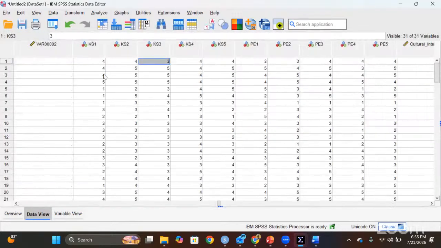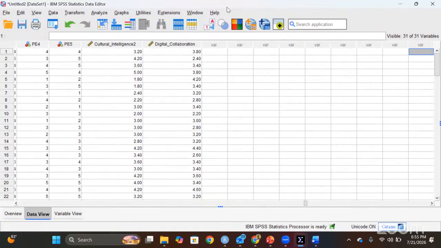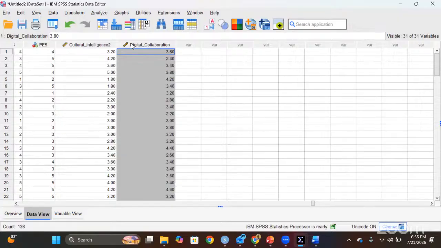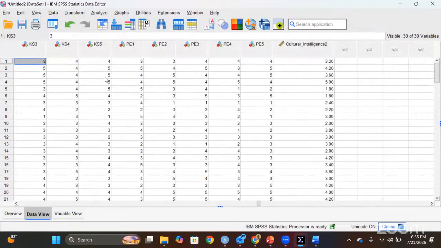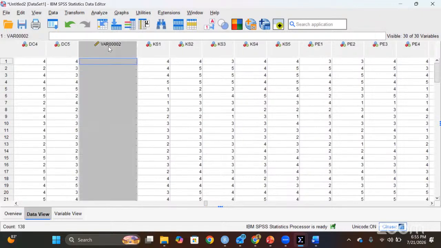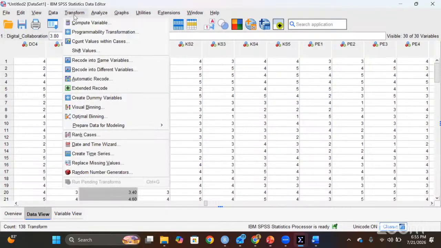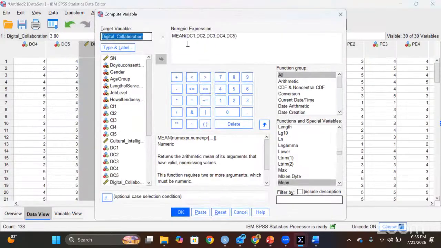So for you to get this one, it's the same way. Move your digital collaboration. Make sure that you have selected everything. Control X. Then go to the variable you created here. Control V. So for KS, we'll do the same thing. Transform, compute variables. Then it's now going to be KS1 to KS5.